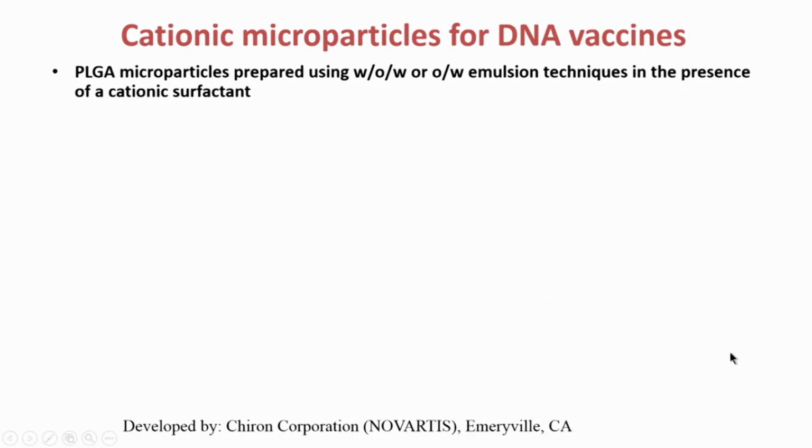So again, we have already talked about the PEI system and the cationic microparticles for normal gene therapy. In this case, we are also going to look at DNA vaccines. So PLG particles again are used for this. You can make PLG particles either by double emulsion or by single emulsion, oil and water. And you can add some cationic surfactant.